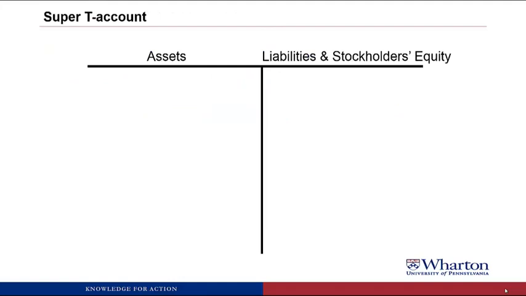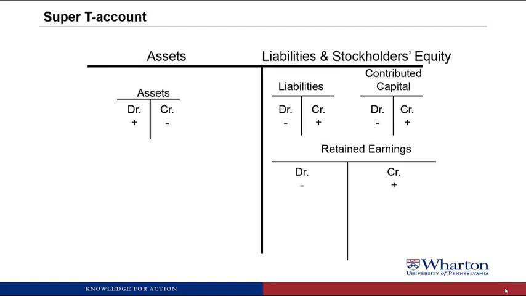One way to represent this graphically is through something we call the super T account. If you think of the whole balance sheet as a big T account with assets on the left and liabilities and stockholders' equity on the right, then you can see all the individual asset accounts are going to be increased by debits because they're on the left side of this super T. All the individual liability, contributed capital, and retained earnings accounts are going to be increased through credits because they sit on the right-hand side of the super T.